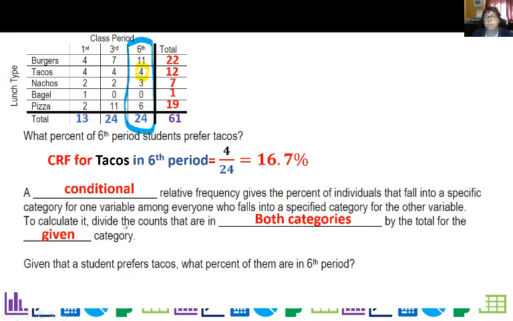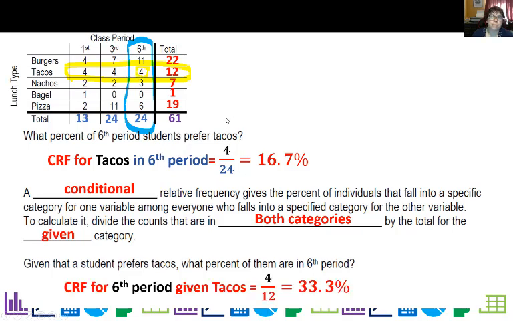Now we're going to change it up a little bit and say, given that a student prefers tacos, what percent of them are in 6th period? So the given means I'm in this world right here, the yellow, not the blue so much. So it's still the 4, but this time it's out of 12, or 33.3%.